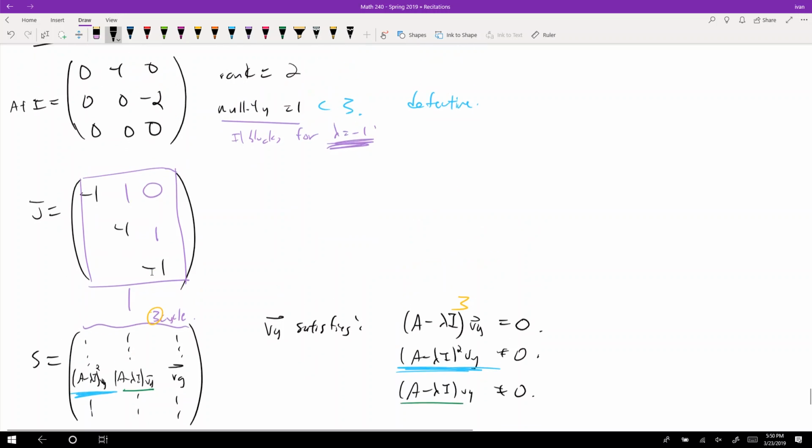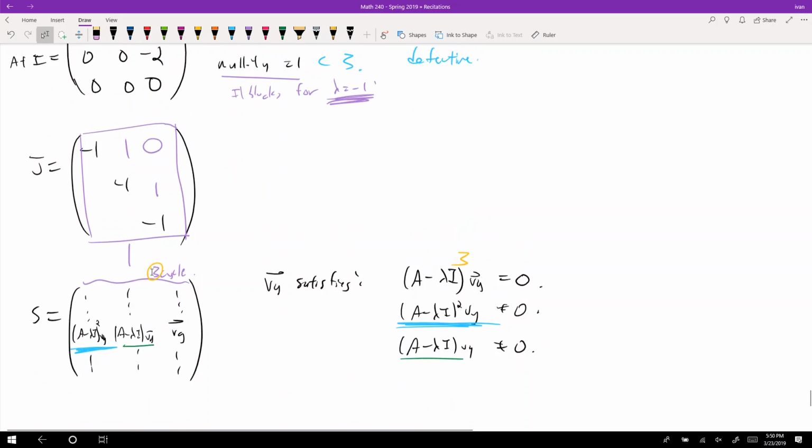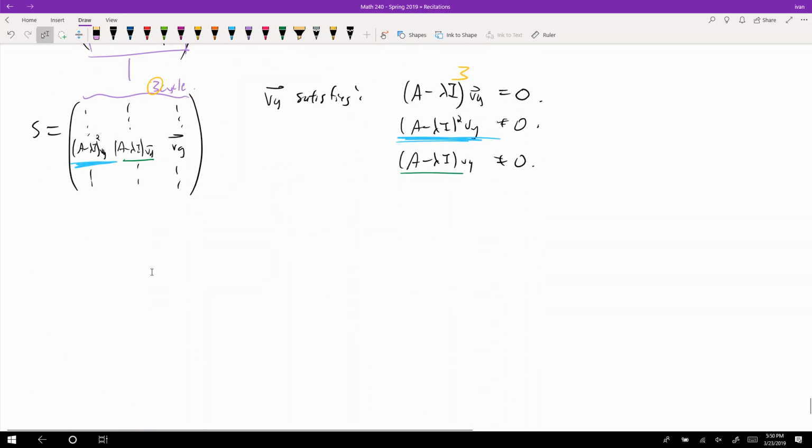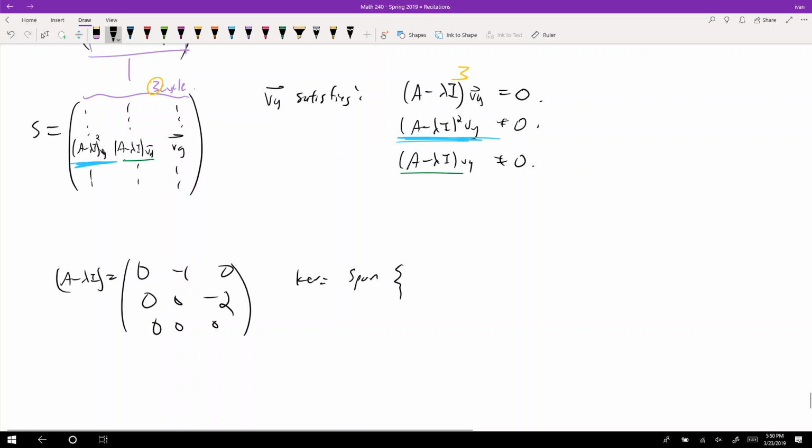Okay, so now what? Well, A minus lambda I is equal to 0, -1, 0, 0, 0, -2, 0, 0, 0. Let's find a basis for the kernel. It's just 1, 0, 0. So the basis for the kernel of A minus lambda I is 1, 0, 0.